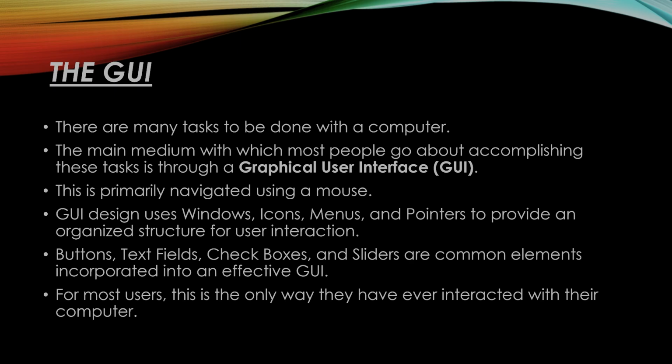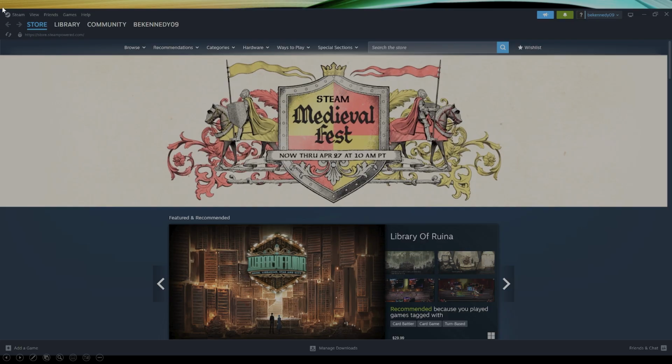It's primarily navigated using a mouse as well as a keyboard. GUI design primarily uses stuff like windows, icons, menus, and pointers to provide organized structure for user interaction. Common elements used to achieve this are buttons, text fields, checkboxes, and sliders, stuff that we all use every day. For most users, this is the only way they've ever really interacted with their computer. Here's the Steam storefront page. This has everything a GUI is described to have.